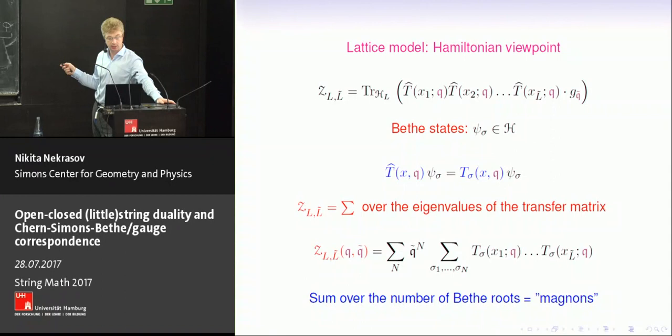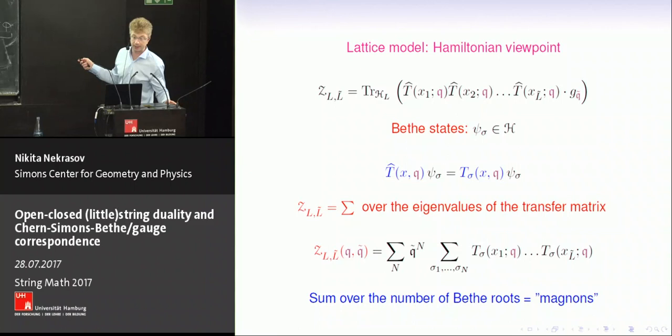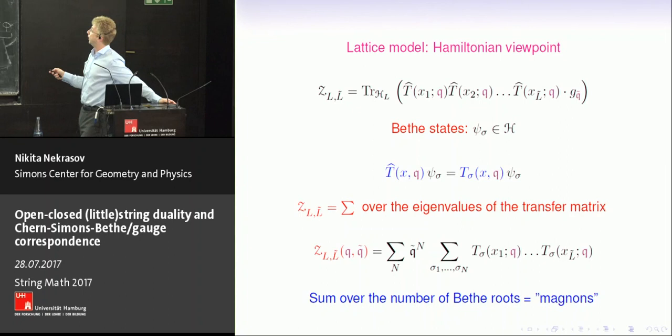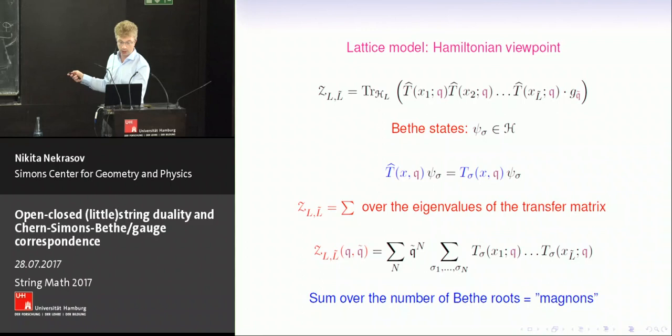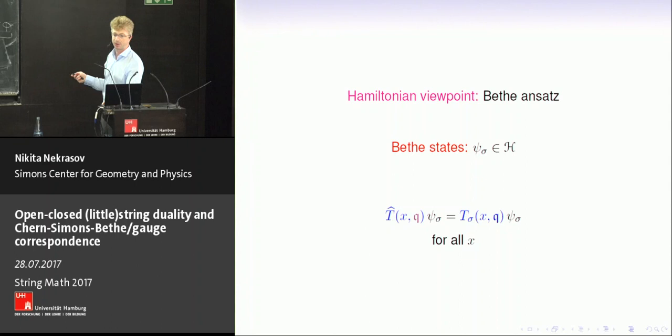And this, the ingenious invention of Bethe, which is now called the Bethe ansatz, shows that you can parameterize these eigenvalues of the transfer matrix by sets of auxiliary variables which solve certain equations called Bethe equations. For each number of these auxiliary variables, which are called Bethe roots, you get a subspace in the space of states, and then you sum over all such subspaces. So in the Hamiltonian viewpoint, in order to compute the partition function of the lattice model, you employ the Bethe ansatz.